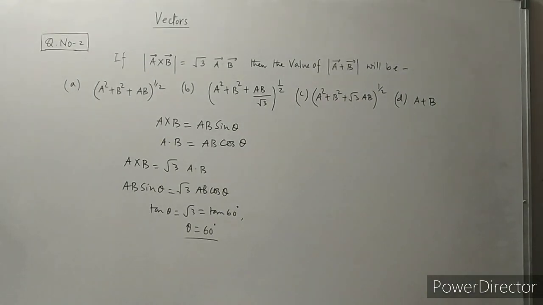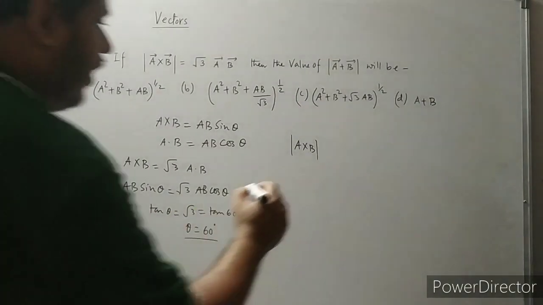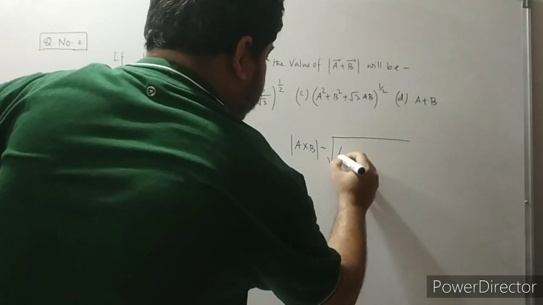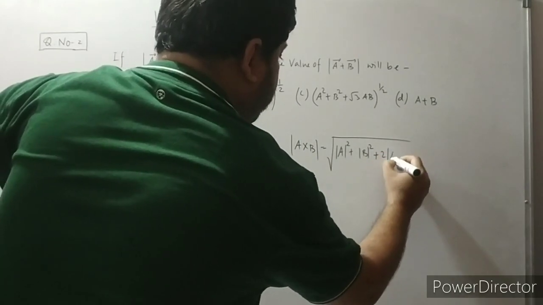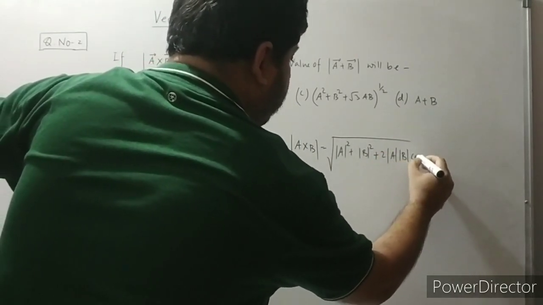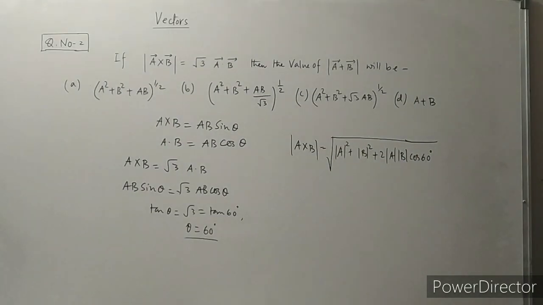So first of all we have to calculate the angle theta. We have calculated theta. Now what was the value? The value was mod of A plus B. So we can write this as root under mod A square plus mod B square plus 2 mod A mod B cos 60 degrees. So the resultant of two vectors we know. The resultant is root under P square plus Q square plus 2PQ cos theta if the vectors are P and Q. If the vectors are A and B, the resultant will become A square plus B square plus 2AB cos theta.